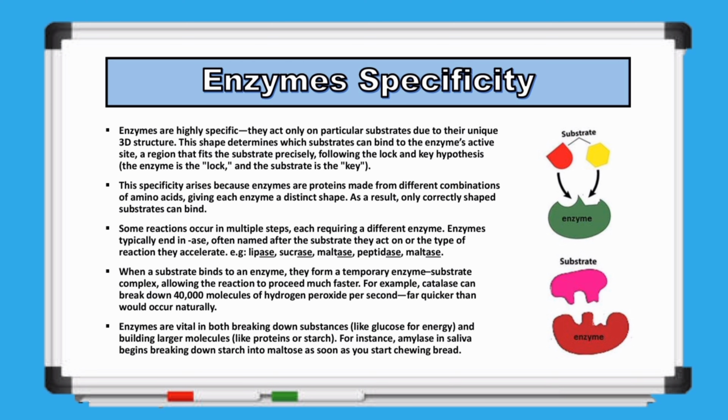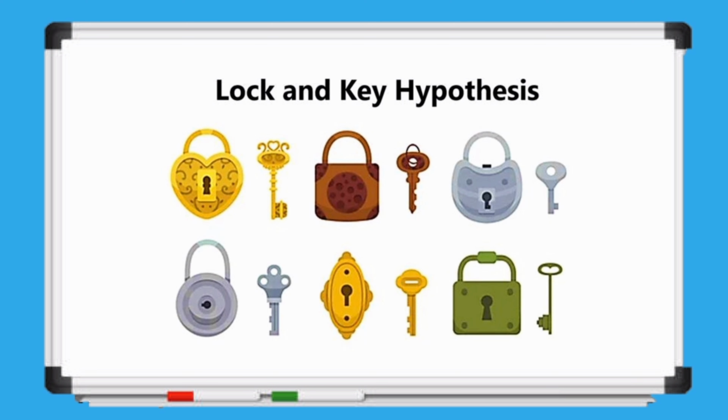easier to digest. As you can see here, we've got different locks with their own unique keyholes, and each one has a specific key that fits it. No two keys can open the same lock unless they're an exact match. Now, this is a great way to visualize what we call the lock and key hypothesis when it comes to enzymes. In this analogy, the enzyme is like the lock, and the substrate, that's the molecule the enzyme works on, is the key. Each enzyme has a specifically shaped active site, just like a lock has a uniquely shaped keyhole. And just like only one particular key can open a lock, only the right substrate can fit into an enzyme's active site and trigger a reaction.